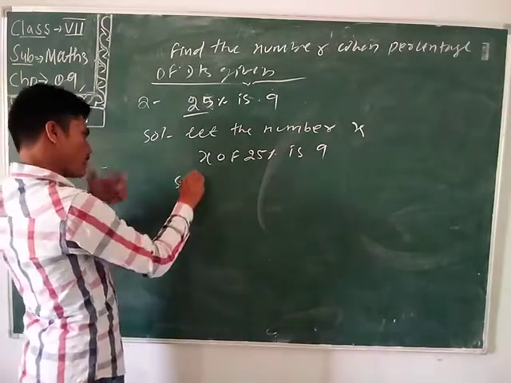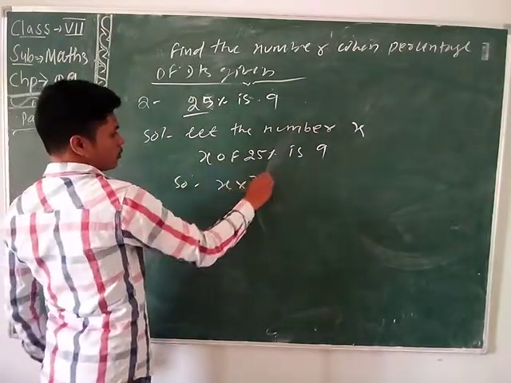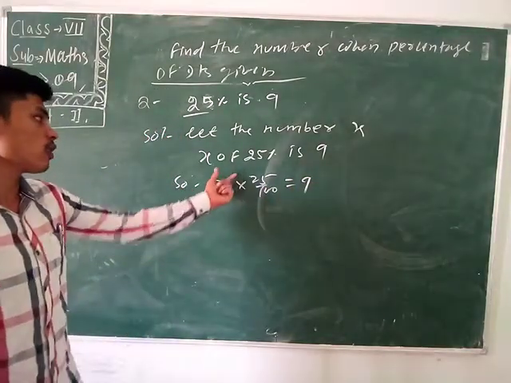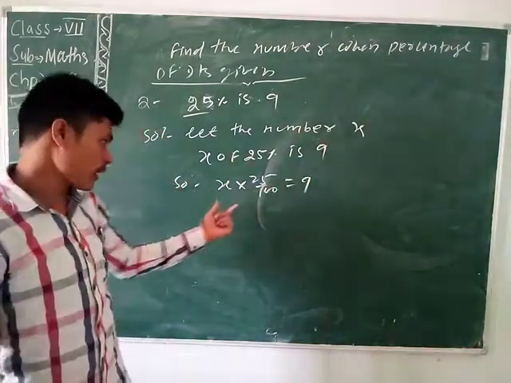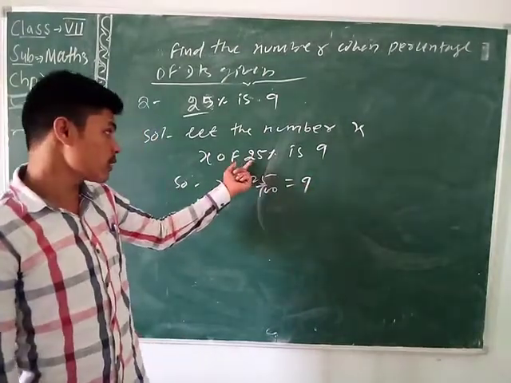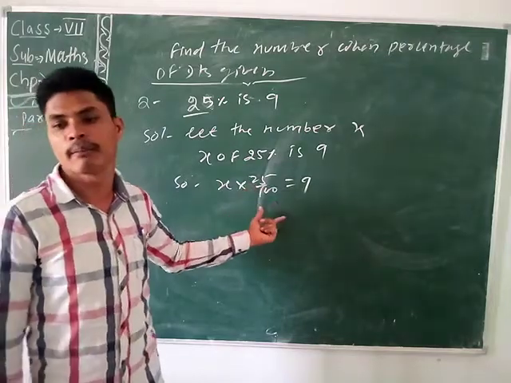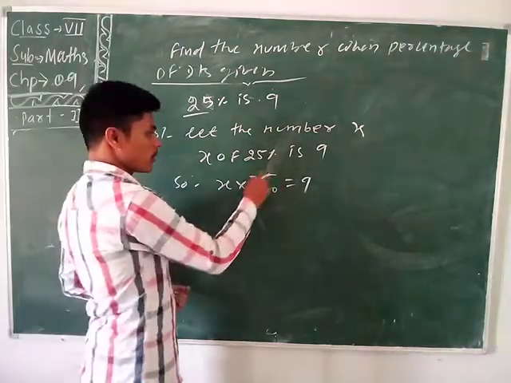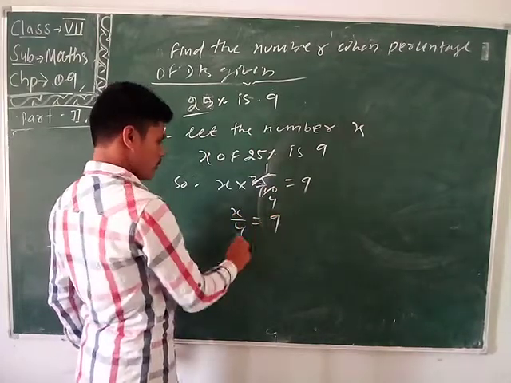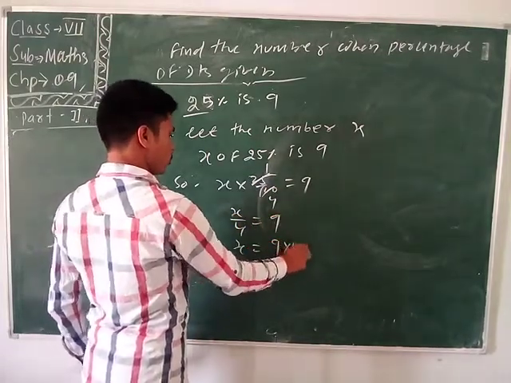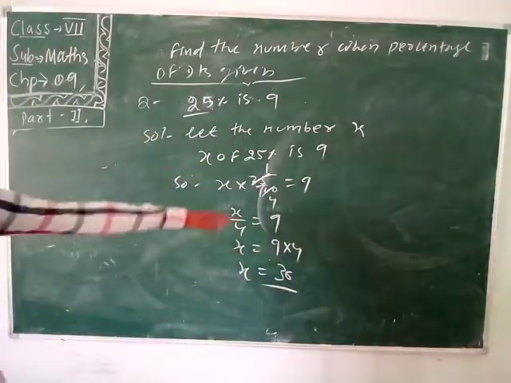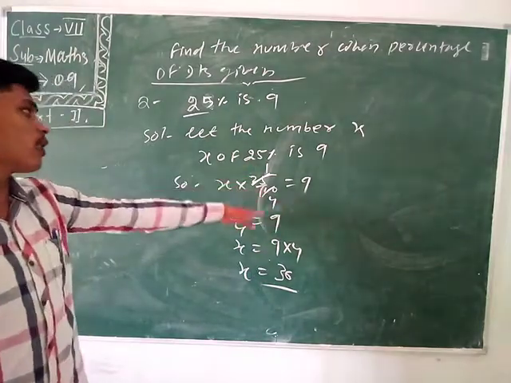So x into 25 by 100 equals 9. 25% equals 25 by 100, and 25 by 100 equals 1 by 4. So x by 4 equals 9, x equals 9 into 4, x equals 36. And what is the number? The number is 36. 36 of 25% is 9.